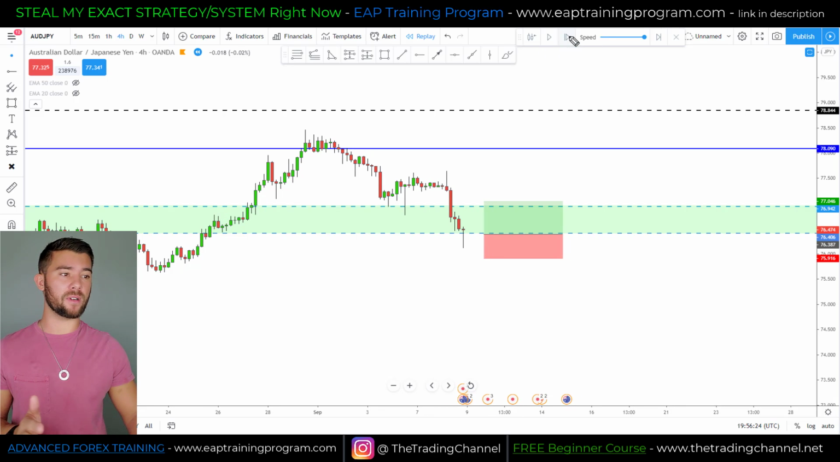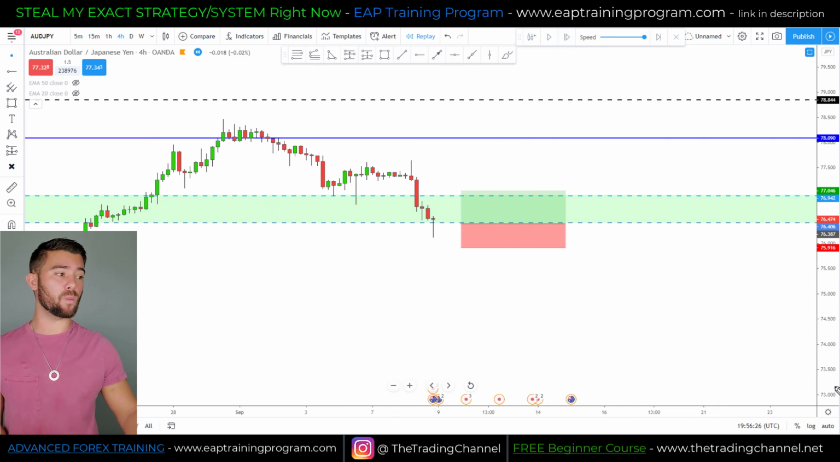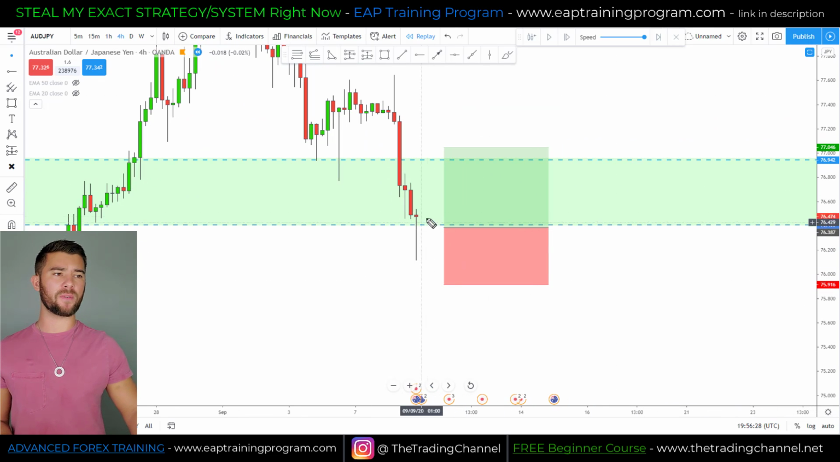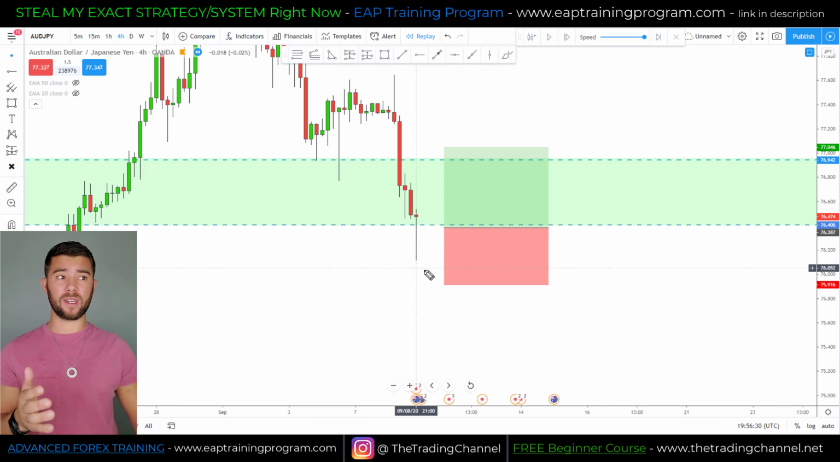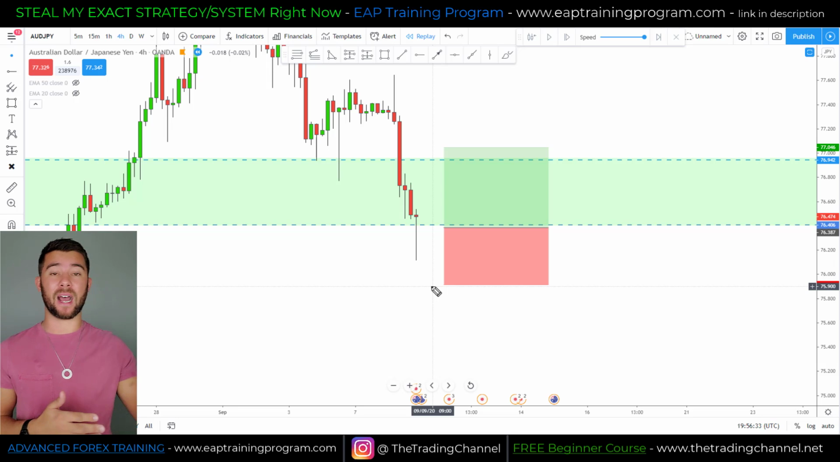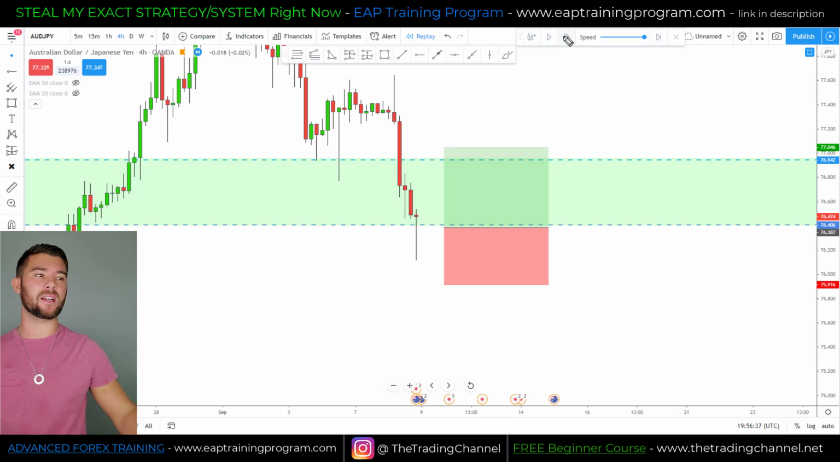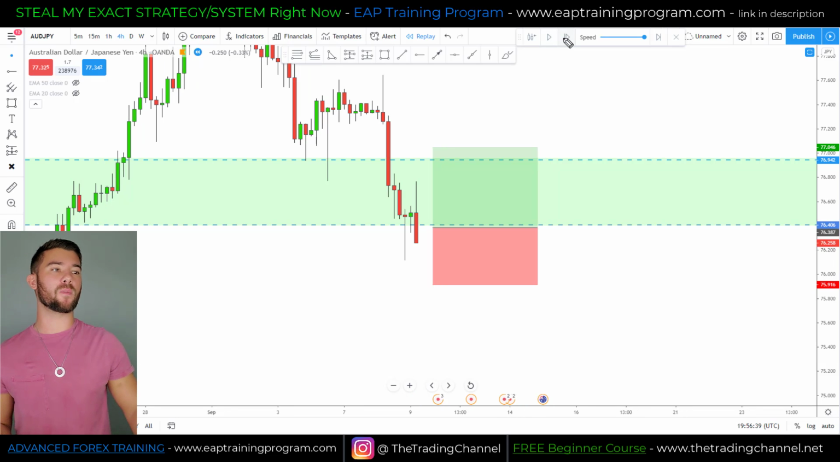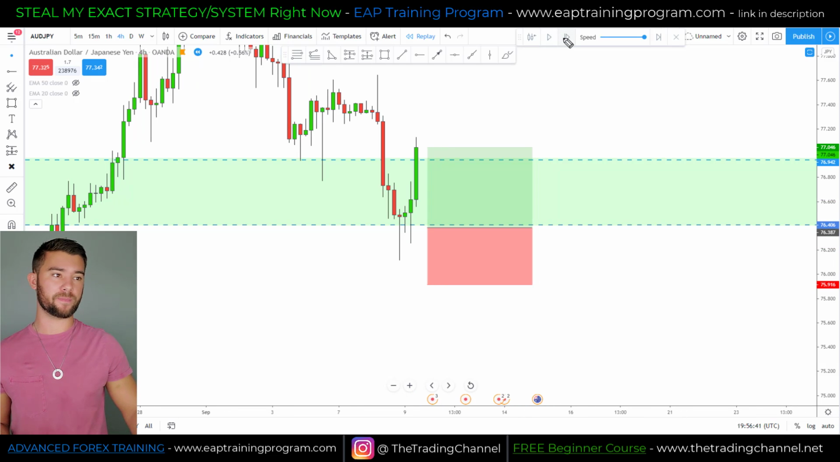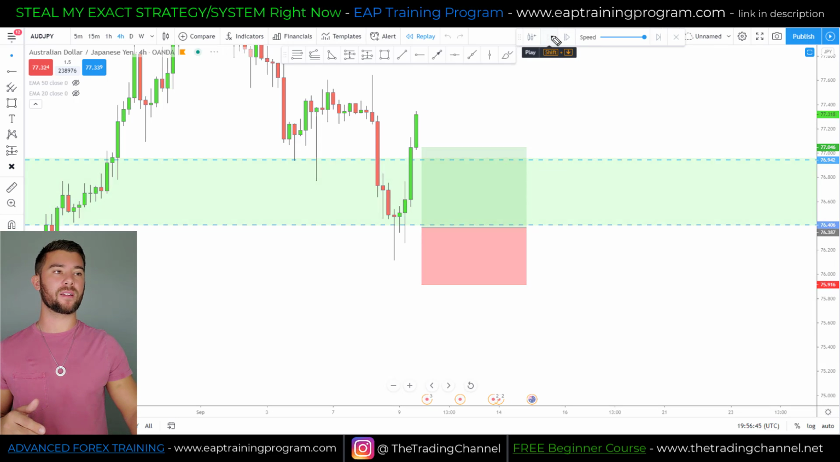There's a little red candle, another little red candle, and there we go. We have a nice wick rejection of the bottom of our zone. That gives me a good indication that we could possibly see this market head higher, even on the daily chart, and continue that trend. I'm really interested in this trade. Ended up taking the trade right there, and this market continued higher afterwards. So we'll go ahead and hit play, see where this market is now.